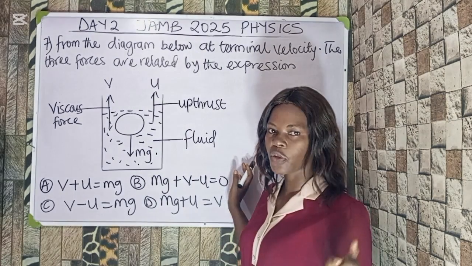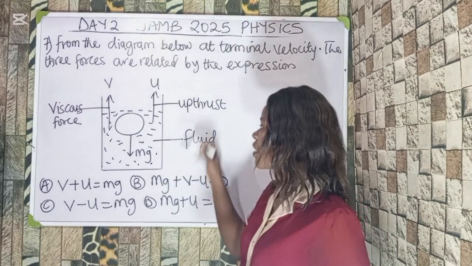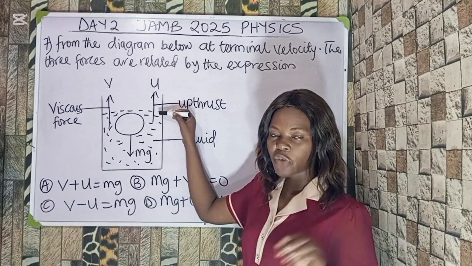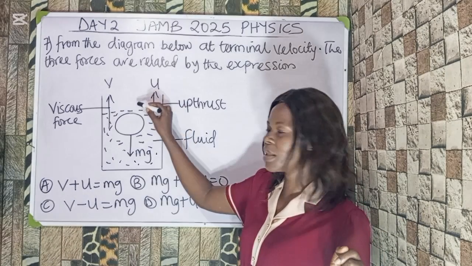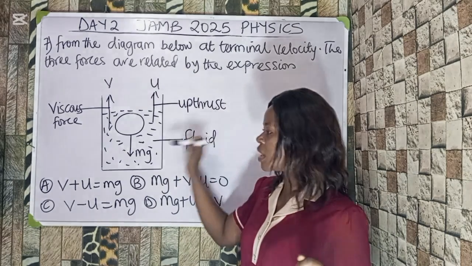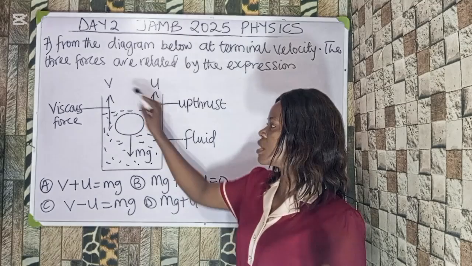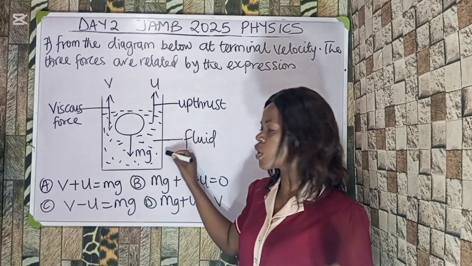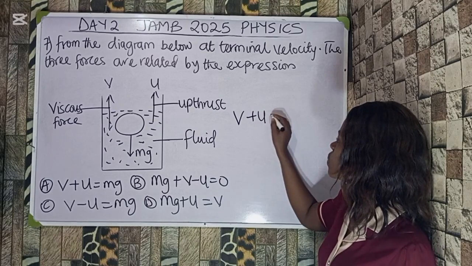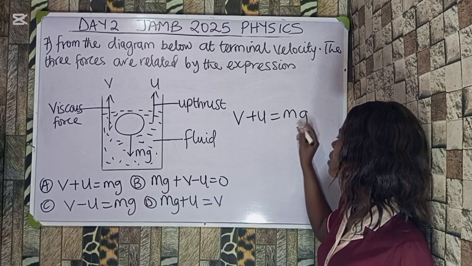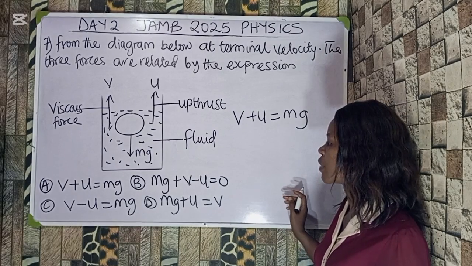Now, one thing that will come to your mind from this question is this. Upward force is equal to downward force, okay? But here we have what? The upthrust. Upthrust is always acting up, right? And because this is a viscous liquid, the viscous force is also acting up. But the weight of this object is acting what? Down. So what am I trying to say? That V plus U will now be equal to what? Mg, right? Okay, so let's see how we can relate them.